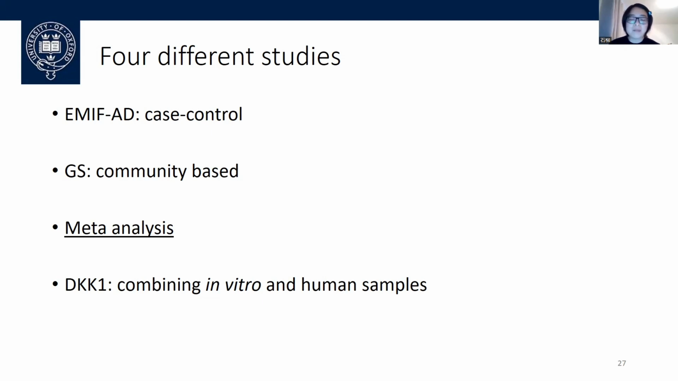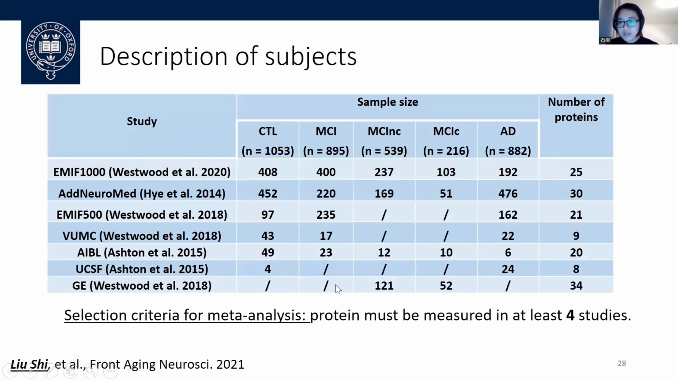And now I will talk about the meta-analysis. As I've shown you, we have done biomarker studies for over a decade, so we have gathered lots of cohort data. Personally, I'm very interested to see whether the biomarkers have robust diagnostic performance. To do this, I did a meta-analysis. I summarized all the data we have together, as shown in this table. I've summarized 7 studies together.